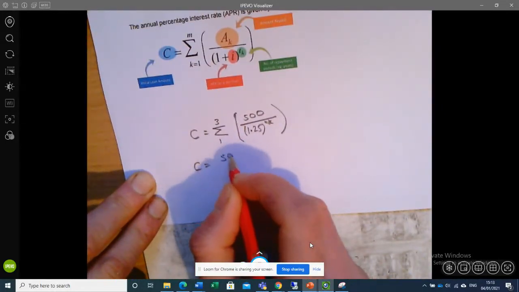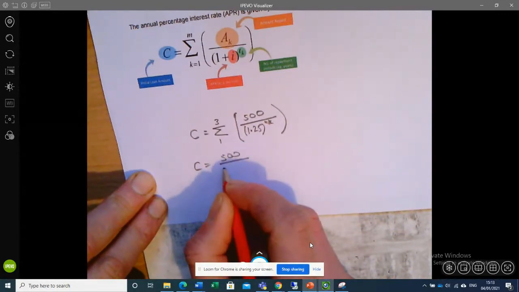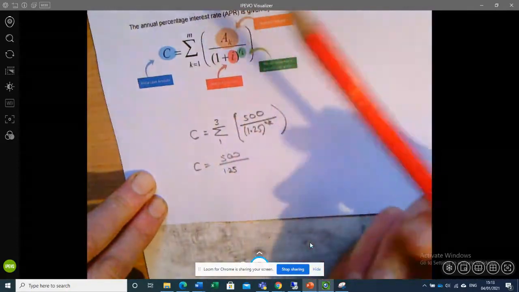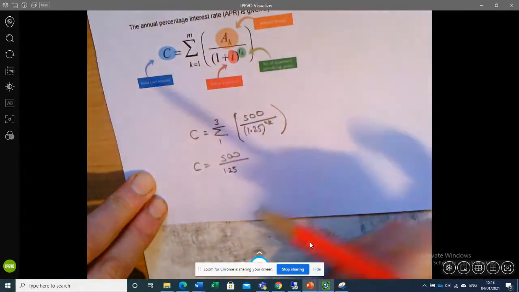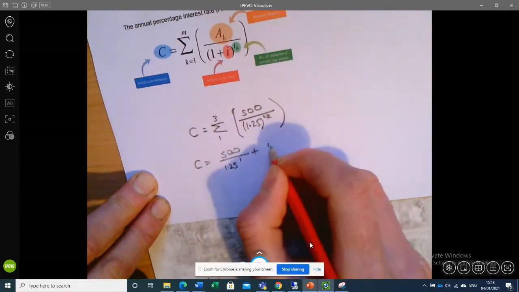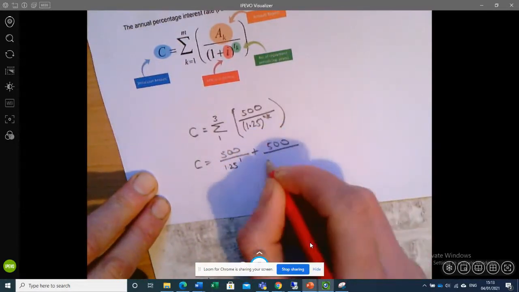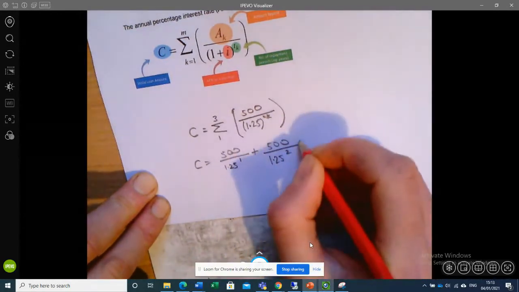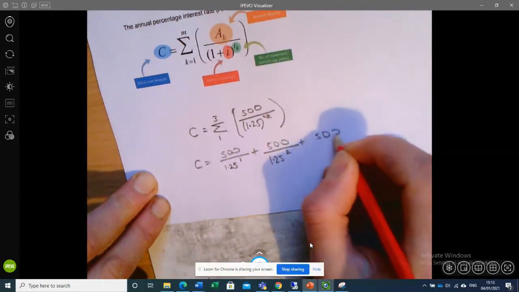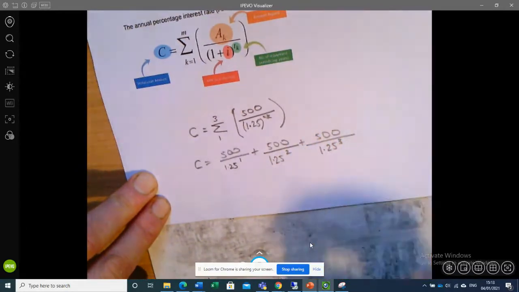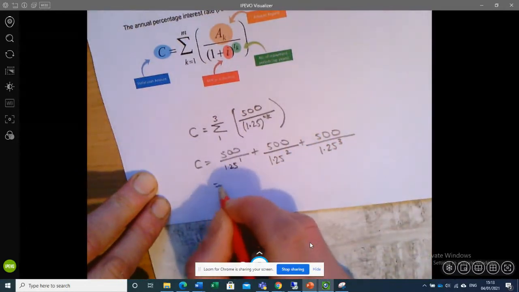Okay, so writing this out in full, you've got 500 over 1.25. Now this time it's 3 annual repayments. So the first one would be 1 year, the second one would be 2 years, and the third one would be 3 years.